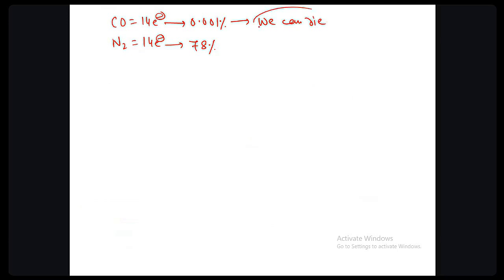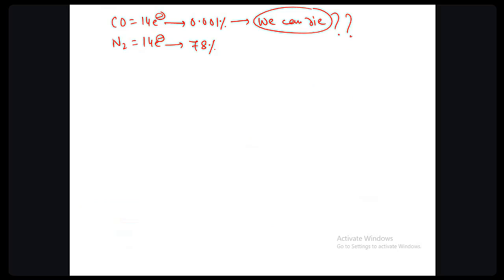The next question arises: CO and N2 both have 14 electrons, you know that? You all know that. But N2 in air is 78%. If CO is 0.001%, then we can die. Why? Both have the same number of electrons, but if nitrogen is 78%, there is no problem for the human body or living beings. But if CO is 0.001%, then all can die.